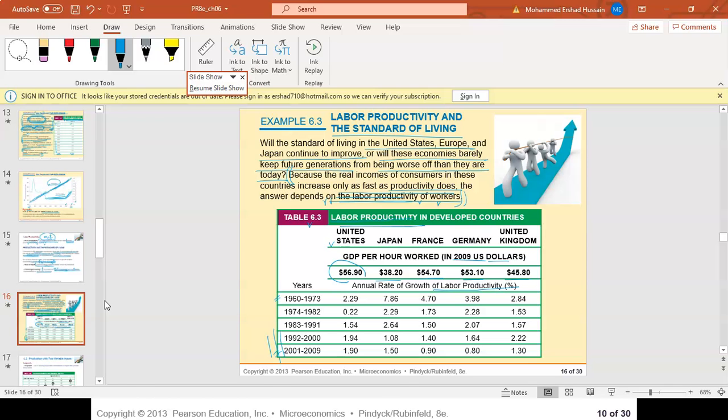In the US, 1993 to 2000 is 1.94. Here, 2001 to 2009 is 1.90. For the United Kingdom it was 2.22, but then it fell to 1.30 for the 2001-2009 period. See, and in all the other countries, especially in Germany and France, look, 0.9, 0.8 for this later period, which is much smaller than the US and Japan.